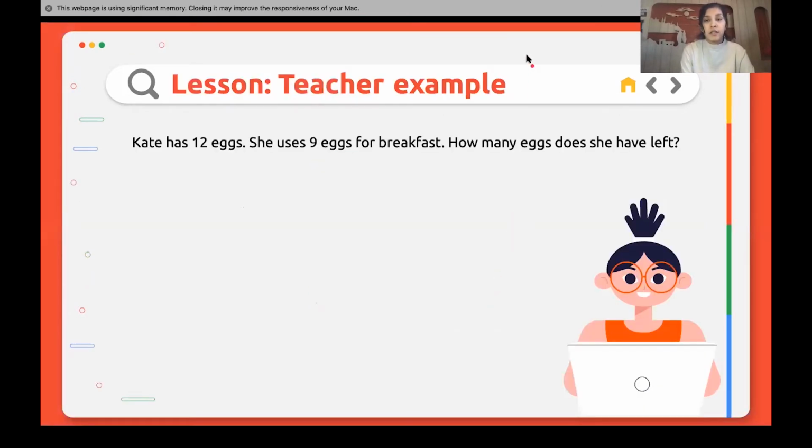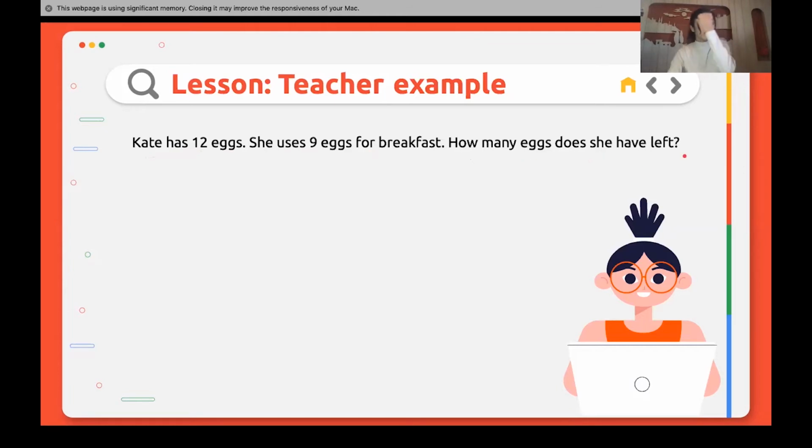Okay, now let's see what it says here. I'm gonna put my camera right here. Okay, so this is gonna be my teacher example, so you don't have to copy any of this down. You can just go ahead and watch me solve this problem, okay? So it says, Kate has 12 eggs. She uses 9 eggs for breakfast. How many eggs does she have left?